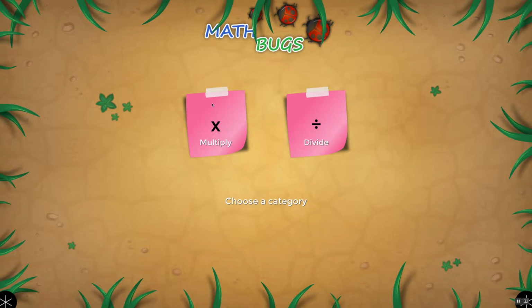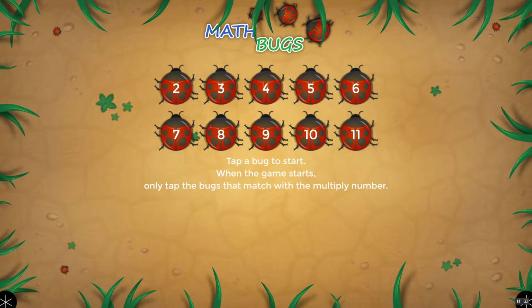Math Bugs is a fun way to help students develop math fluency skills and the learning of multiplication and division concepts. Math Bugs supports 2 or more students working on a large display in front of class or tabletop mode. On this screen, there are 2 categories to choose from, multiplication or division. If you select multiply, you'll see a screen with ladybugs numbered from 2 to 11.